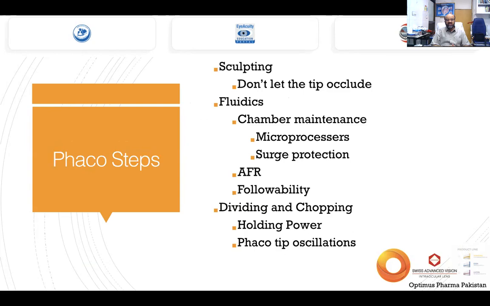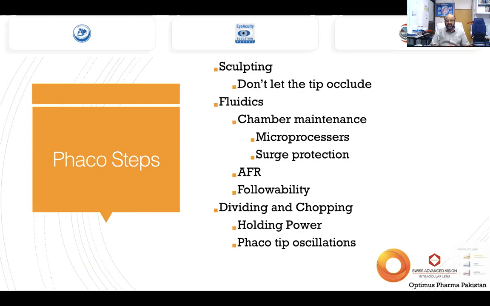After discussing the basic phaco parts, these are the general terms which are used. Sculpting is a kind of shaving and producing a tunnel in the center of the nucleus. The message here is that the tip should not be occluded. It should not be dipped down into the nucleus, because if the tip is occluded, then vacuum will be generated. We don't want the nucleus to move as a whole at this stage. So this is sculpting.